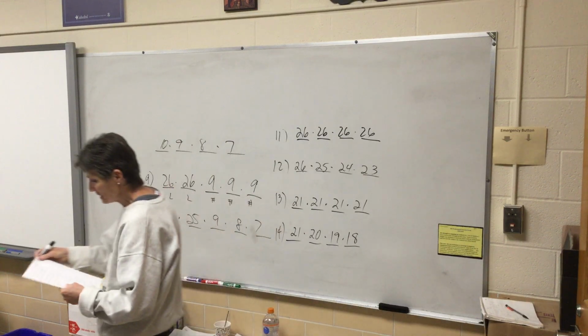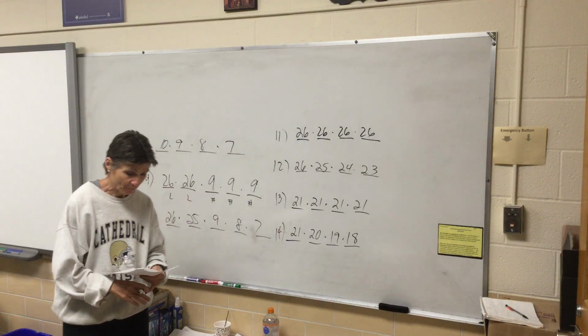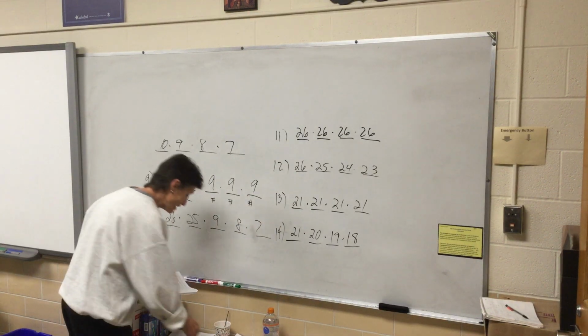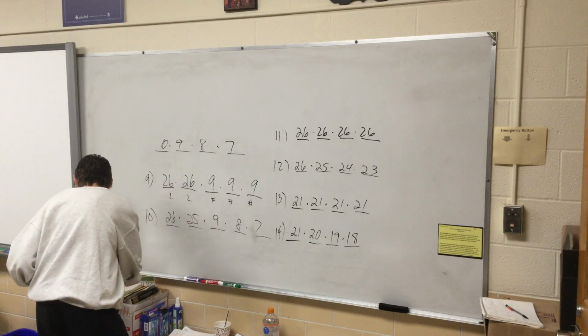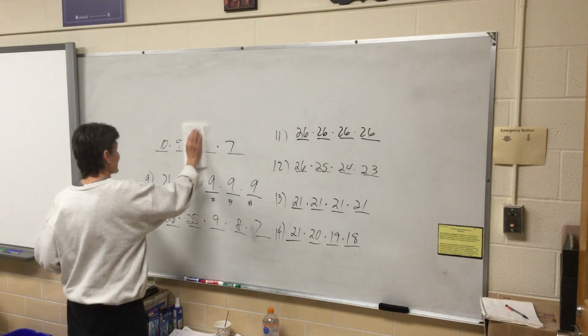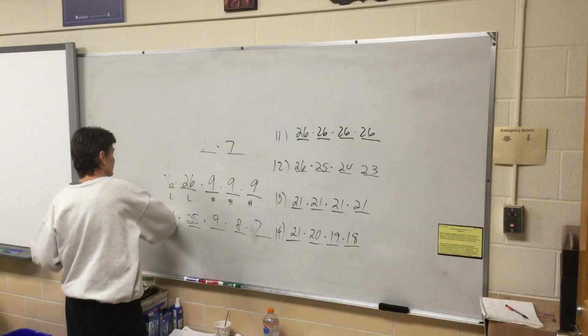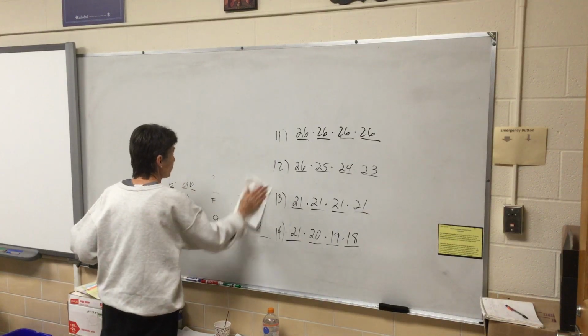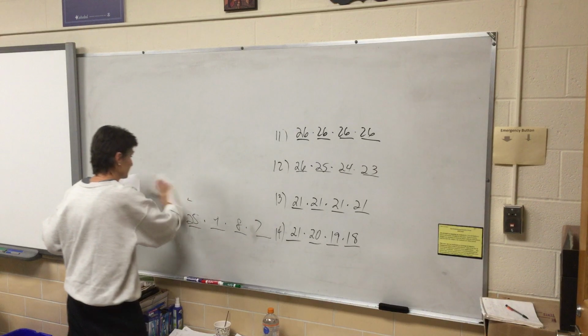All right, number 15. Now we have a baseball problem. There are 9 players on the baseball team. Assuming anybody can bat anywhere, how many batting orders are possible?